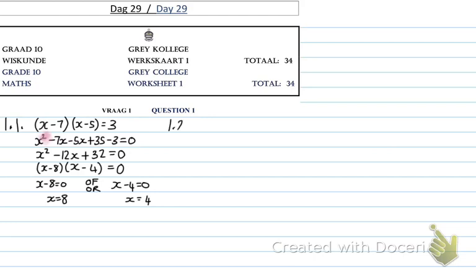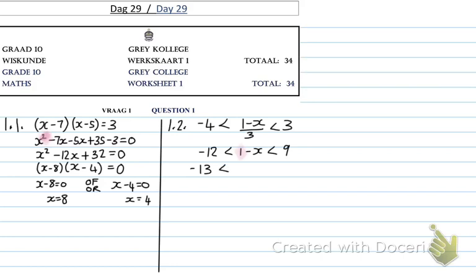Number 1.2 is an inequality. It says negative 4 is smaller than (1 minus x) over 3 is smaller than 3. First I'm going to multiply with a 3 everywhere. So it's going to be negative 4 times 3 is negative 12 is smaller than 1 minus x is smaller than 3 times 3 is 9. So I got rid of the fraction. Now the 1 is the next thing that I want to get rid of, so I'm going to subtract 1 on all the sides. So it's going to be minus 12 minus 1 is minus 13, negative x in the middle, and 9 minus 1 is 8.